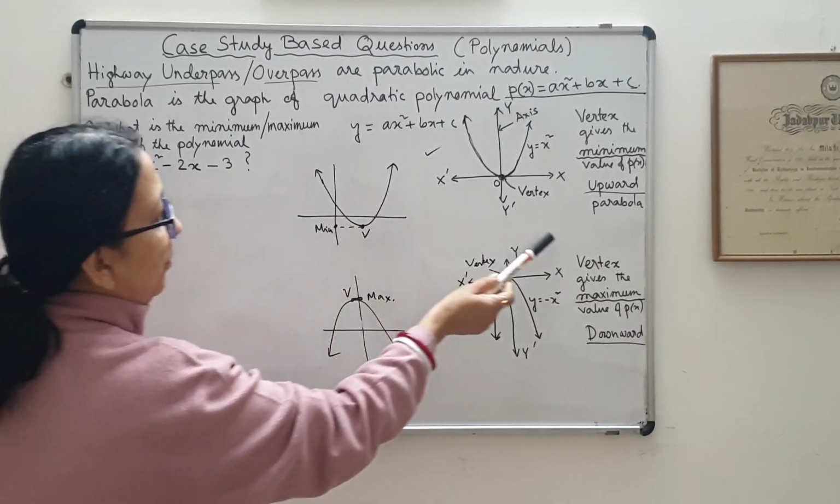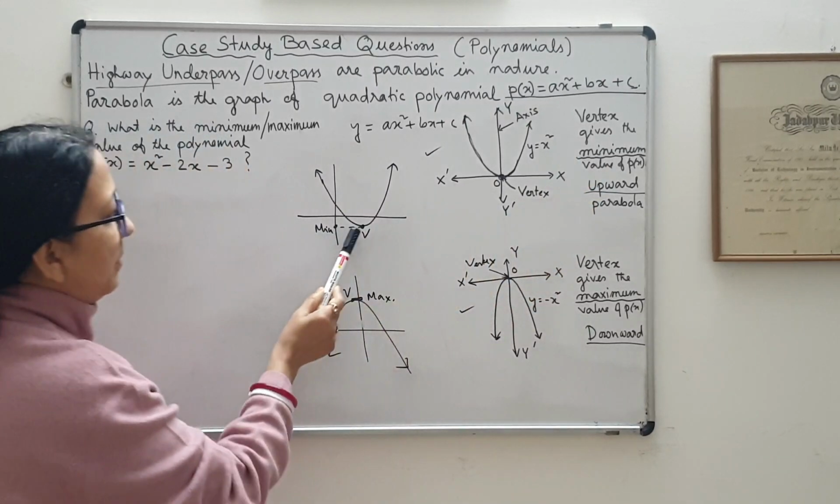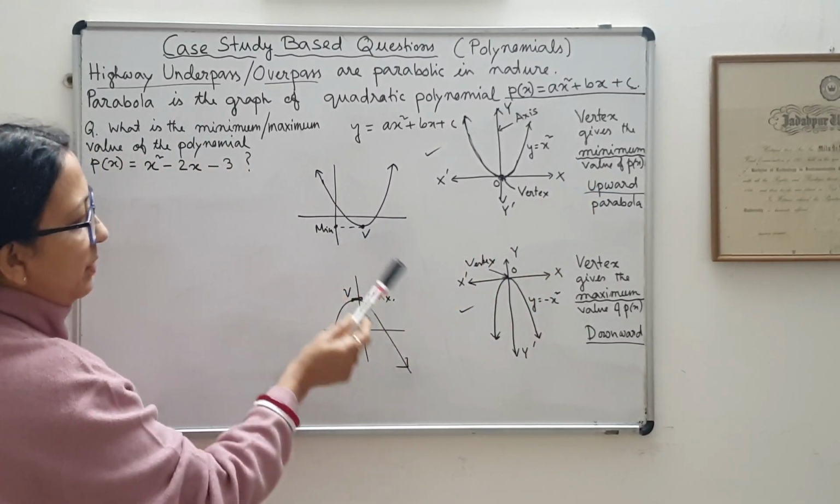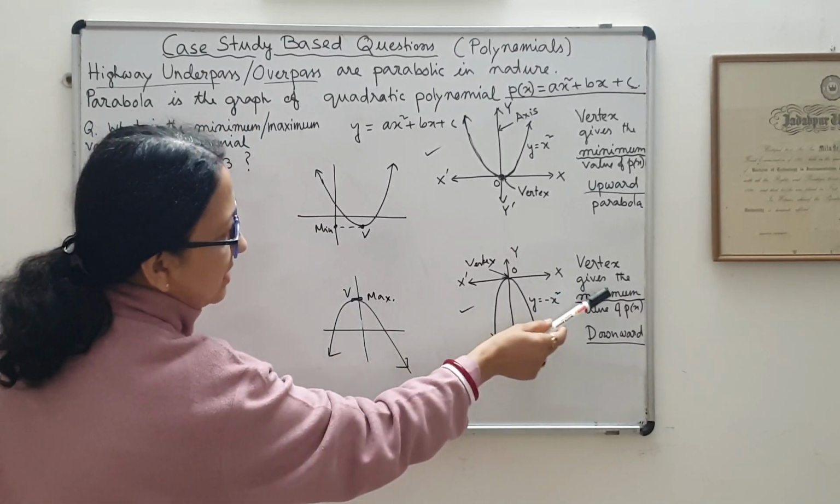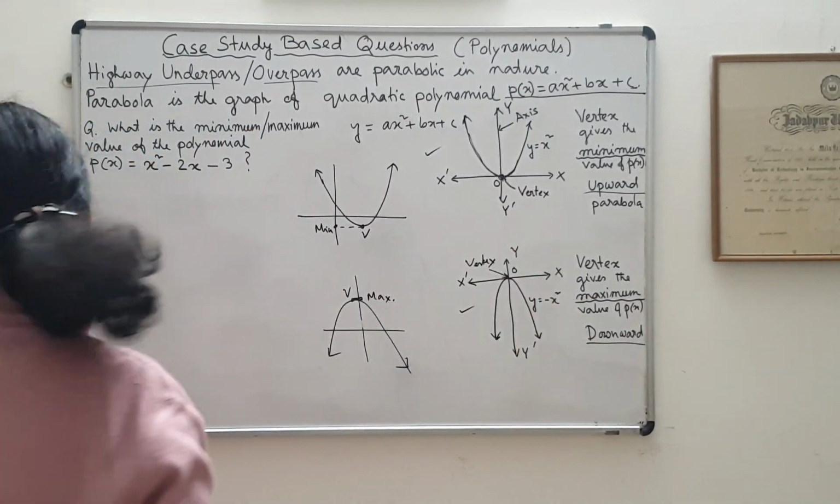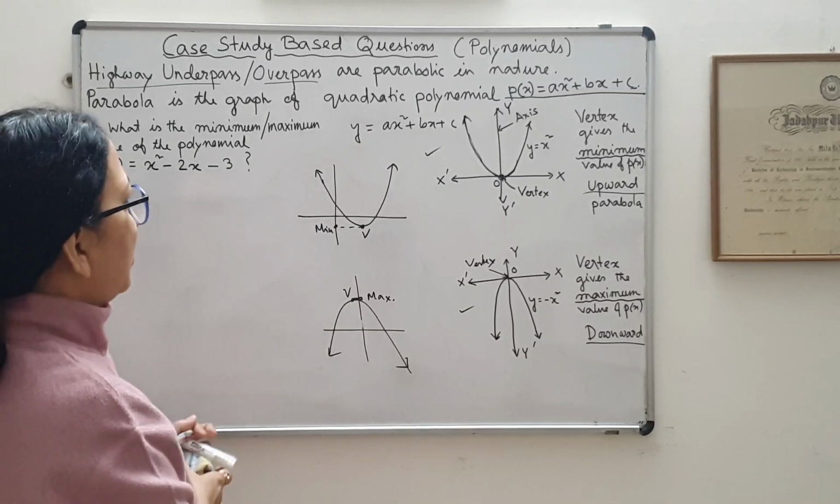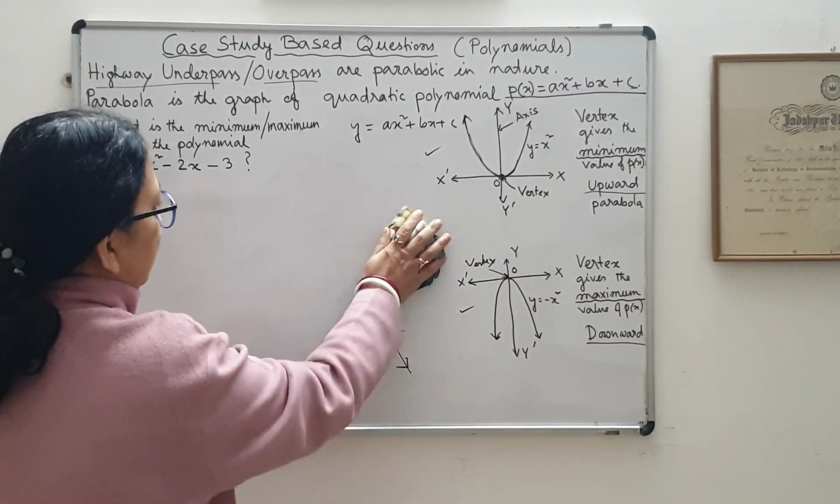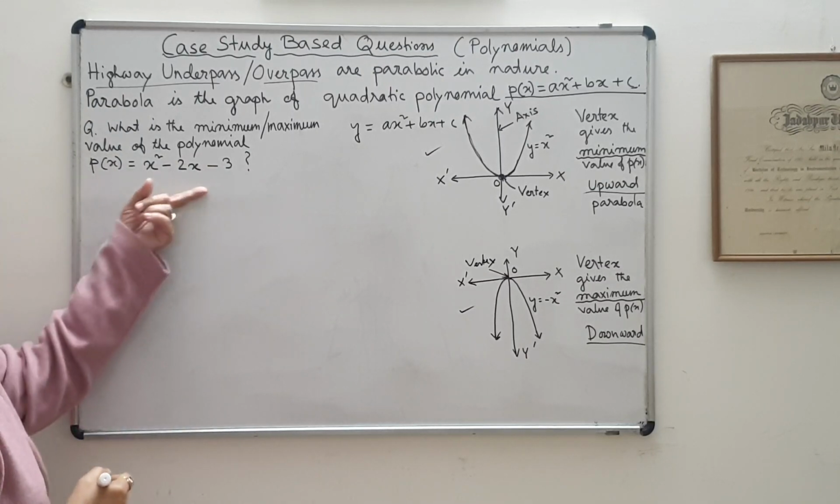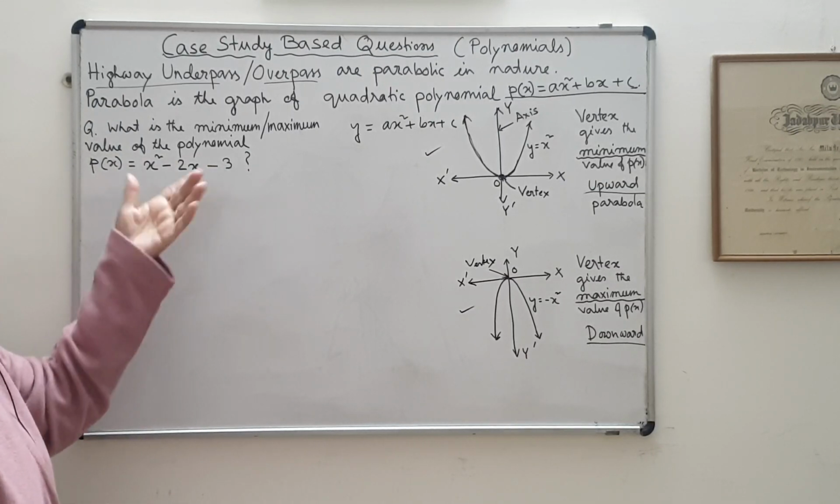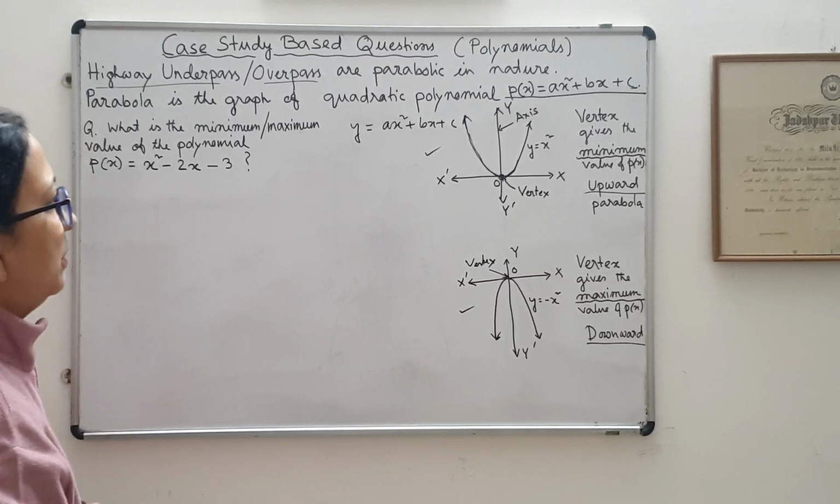So we see for the upward parabola the vertex gives the minimum value, and for the downward parabola the vertex gives the maximum value. So this much we know. This much information is given to you. Now we have to answer this question. That is, this is our polynomial and we have to find its minimum or maximum value.